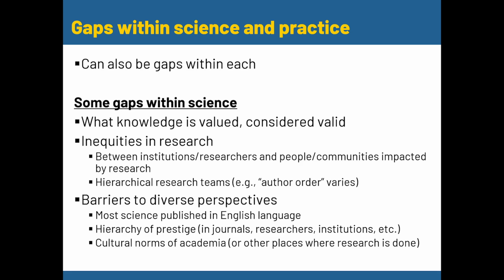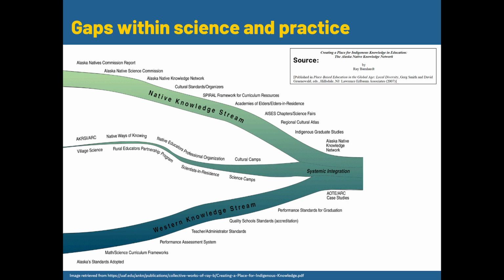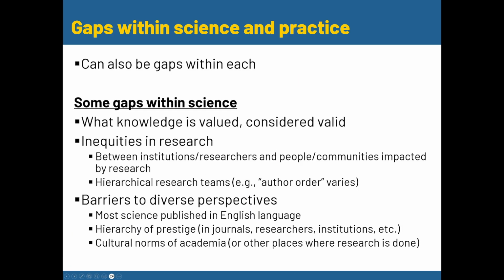And then cultural norms of academia, kind of going back to the competing values idea. And really anywhere research is done, oftentimes there can be a misalignment between the overall cultural norms within this context and cultural norms of people from cultures outside of that context. Or another way to think of it is Western and anything but Western, because academia, in my experience, is very rooted in this Western culture. And to kind of go back to this first point, when knowledge is valued, considered valid.